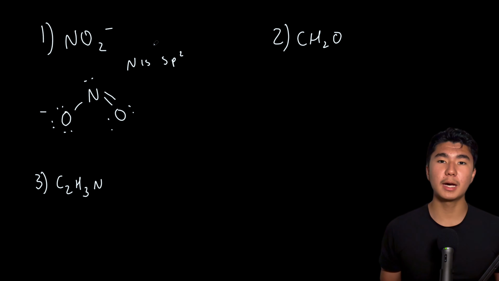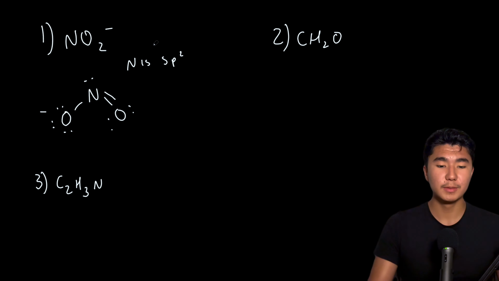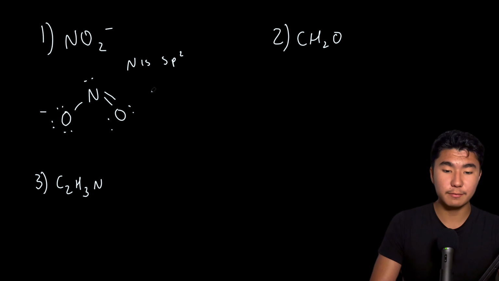Now let's look at the amount of sigma bonds and pi bonds there are. Since we have this double bond over here, we know we have one pi bond. So we have one pi bond, and then there's 2 bonds in total. So we're going to have 2 sigma bonds.